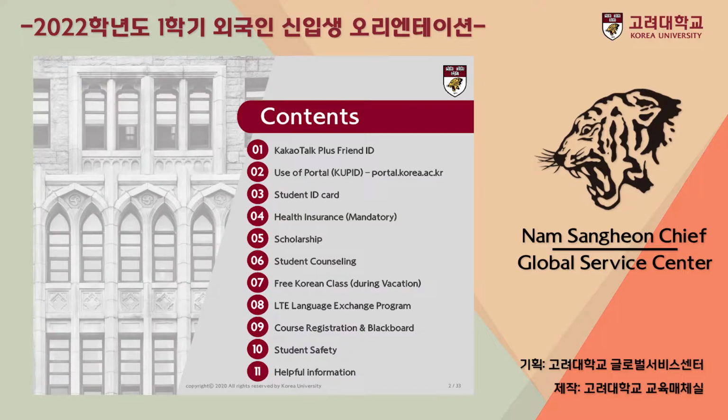This orientation session is on general information that all international students must know about while studying at KU. This information is put together especially for our newly admitted students and transfer students of 2022 spring semester.